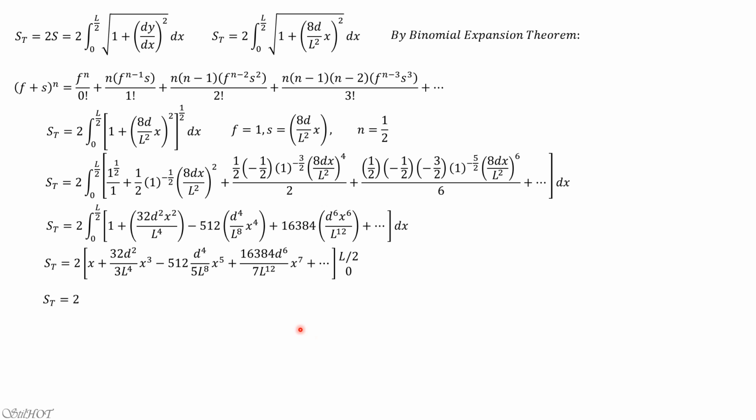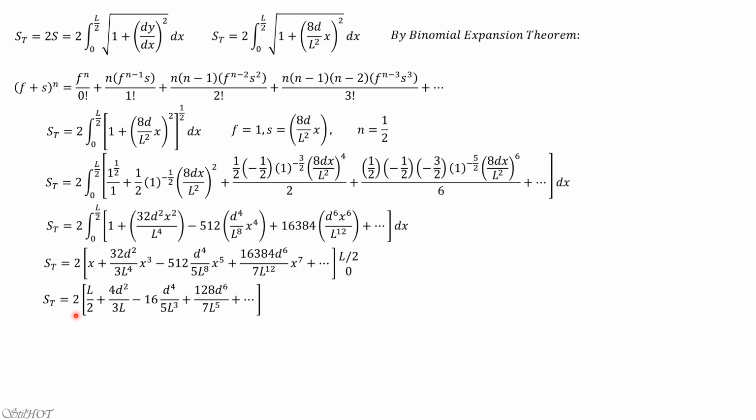So substitute. The lower limit would just be 0, L over 2 plus 32 d squared over 3 L to the 4th, because this is L over 2 cubed, so L cubed over 8, so we cancel L cubed and we have L here, and minus 16 d to the 4th over 5 L cubed, because 512 is divided by 32, L over 2 to the 5 is L to the 5 over 32. So it reduces to that 16, but 5 is still there, then plus 128 over 7 d to the 6 over L to the 5.